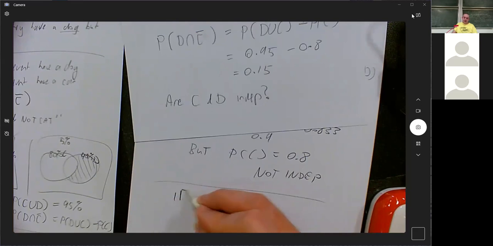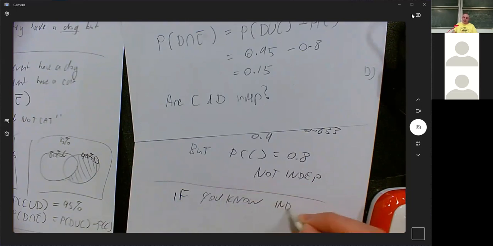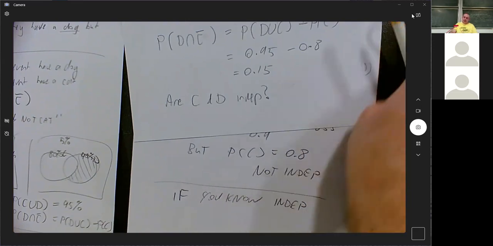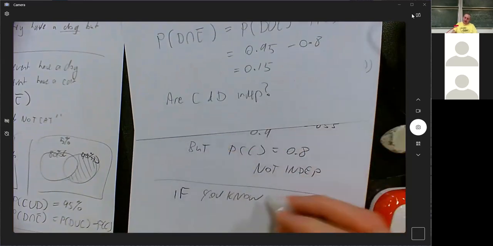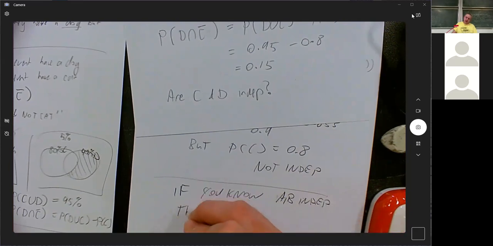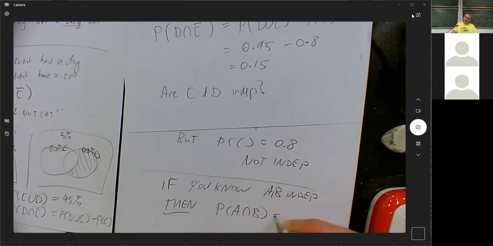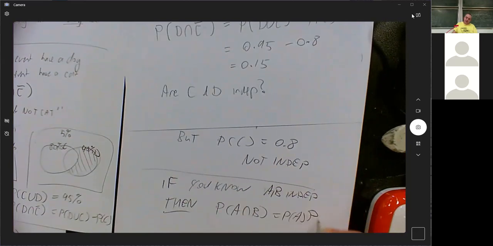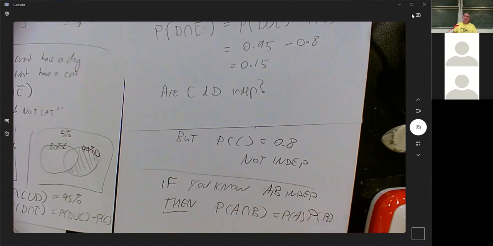But if you know for other reasons that they're independent, if you know that A and B are independent from the outset, then you can do the probability of A intersection B is the probability of A times the probability of B. But only if you know they're independent to begin with. And most variables aren't. So it's extremely rare for things to actually be independent.